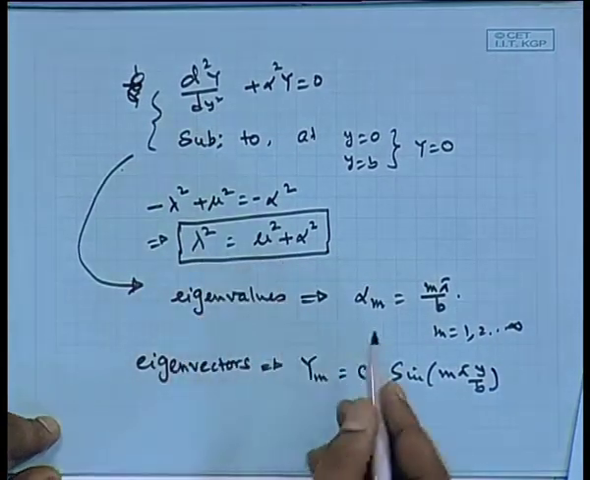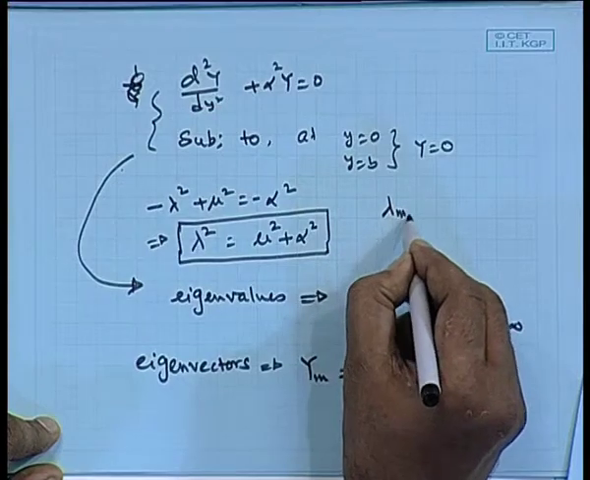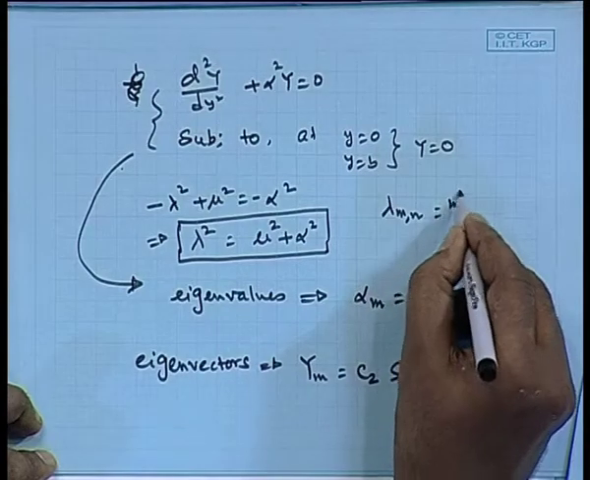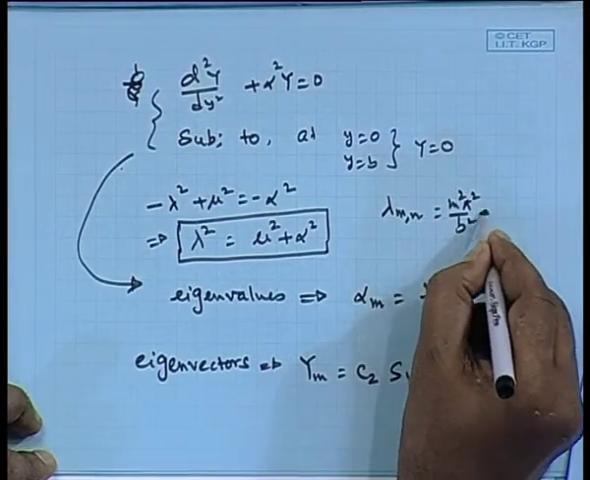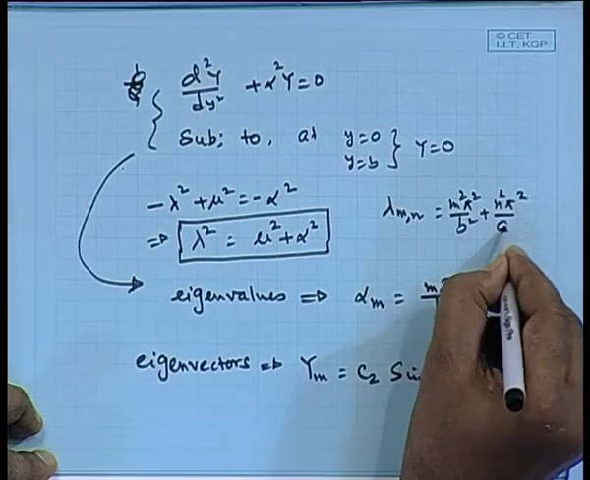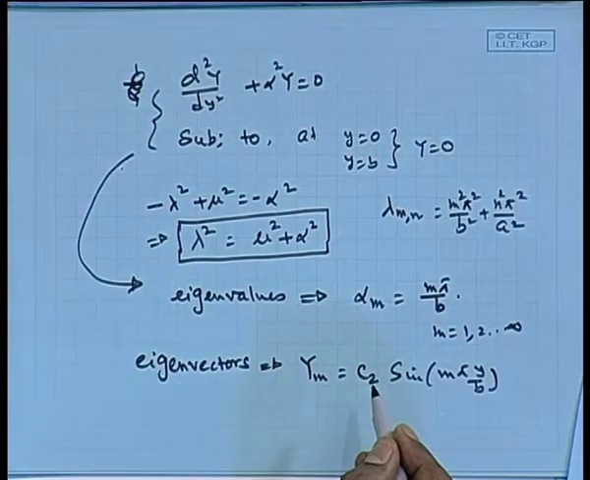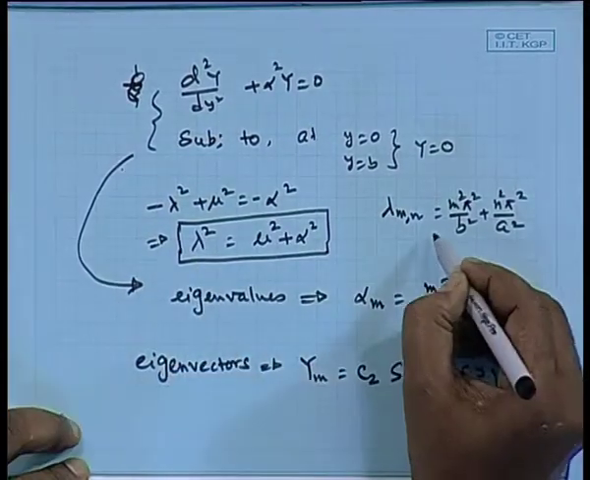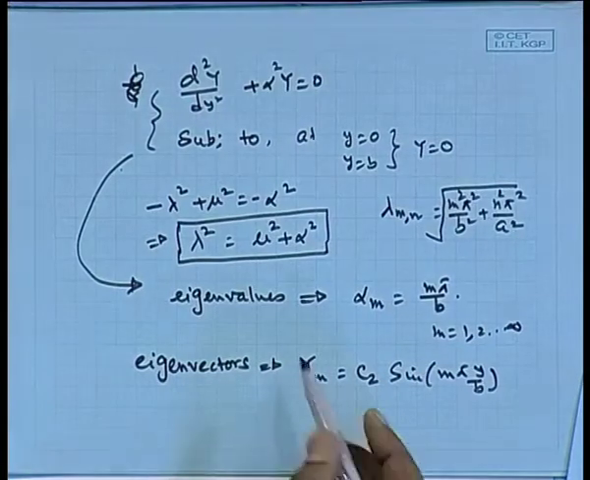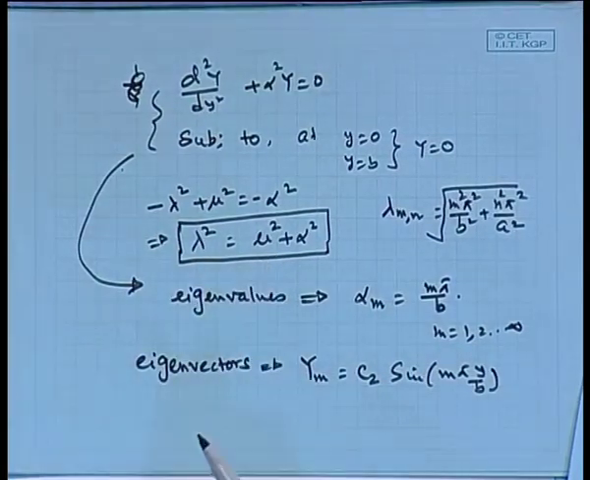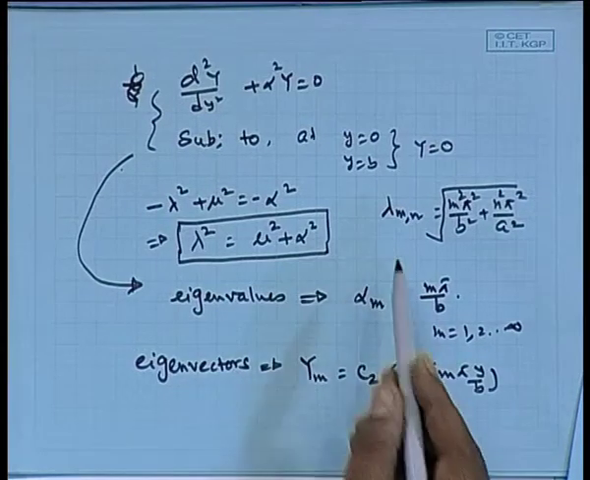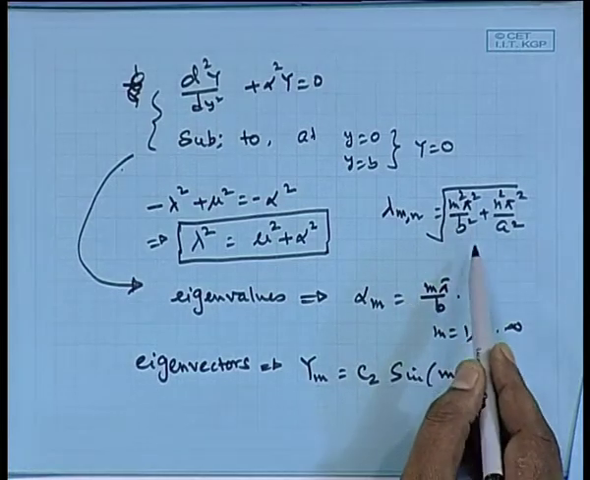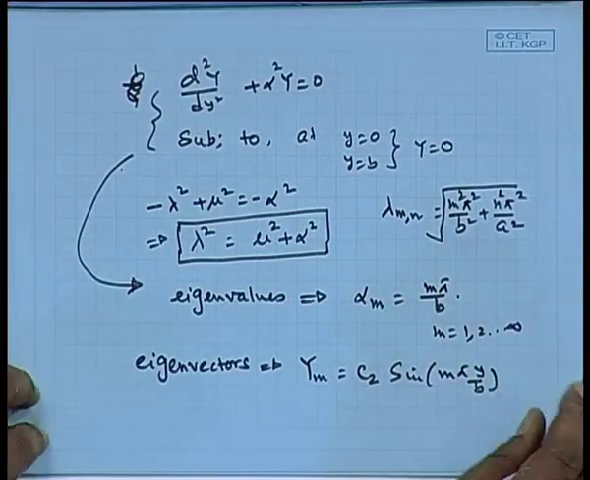So, what is lambda? Lambda is basically a subscript, let us say lambda m n, because it is a function of both m and n. It is basically m square pi square by b square plus n square pi square by s square, under root of that. Since lambda is a function of both the indices m and n, we write it lambda m n.